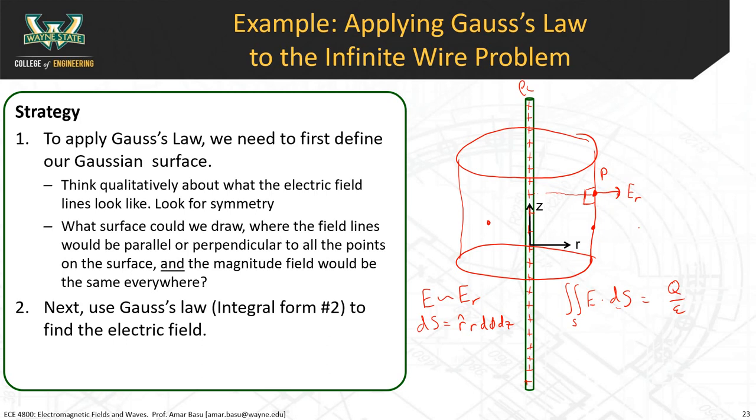Our electric field only has a radial component, so it's in the r hat direction. Our dS also points in the r hat direction. So when we take the dot product of the two, we're left with E sub r r d phi dz. And you're going to take the integral of this over the entire surface of the cylinder here. We've done these types of surface integrals before, so that's why I'm going over them quickly. We're going to be integrating from phi equals 0 to 2 pi, and our z is going to go from 0 to L.